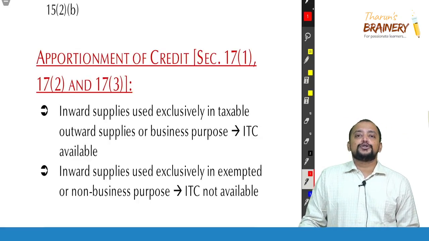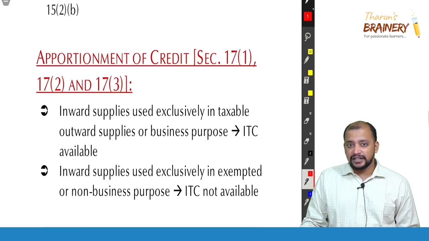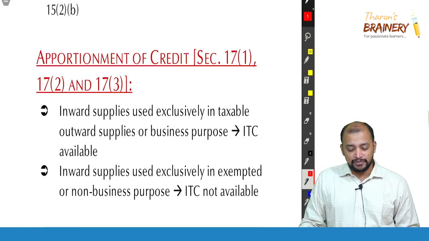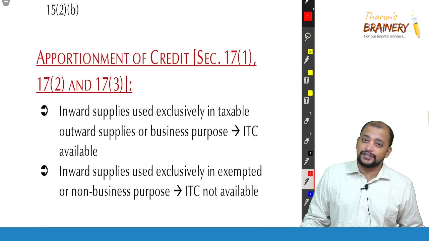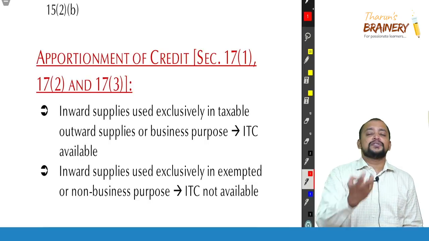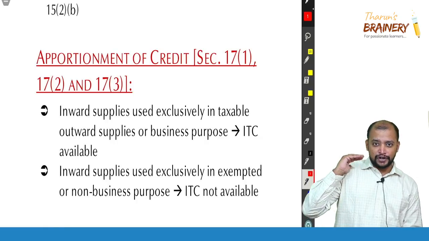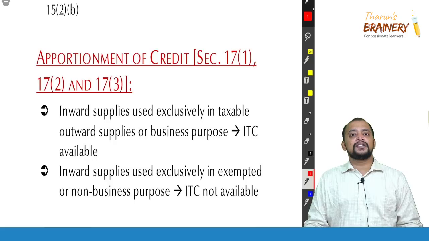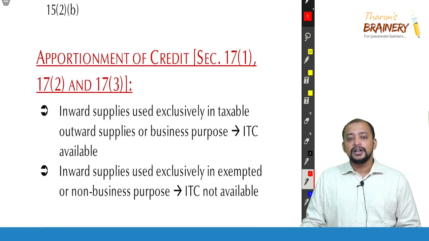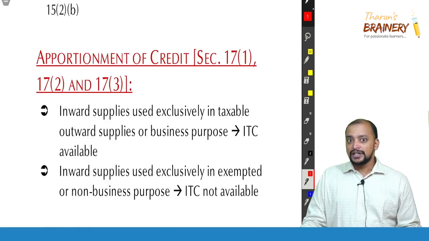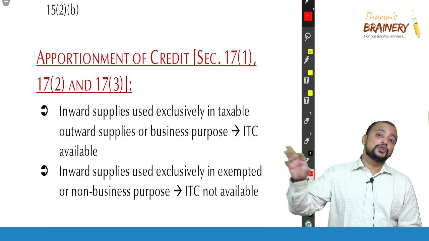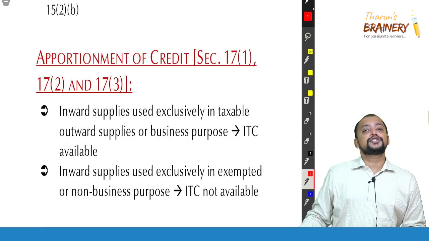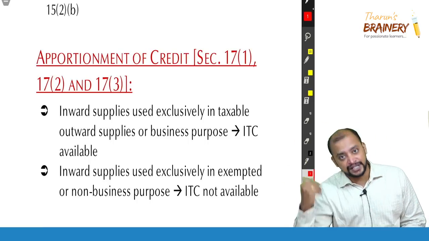Now we are moving on to apportionment of credit, section 17. Sections 17.1, 17.2, 17.3 deal with apportionment of credit. What is this apportionment of credit? Very simple. I have some inward supplies which are used exclusively for business purpose. I can take ITC. I am using them exclusively for non-business purpose. Non-business purpose means not used for this business, used for some other business is also non-business. Used for personal purpose is also non-business.